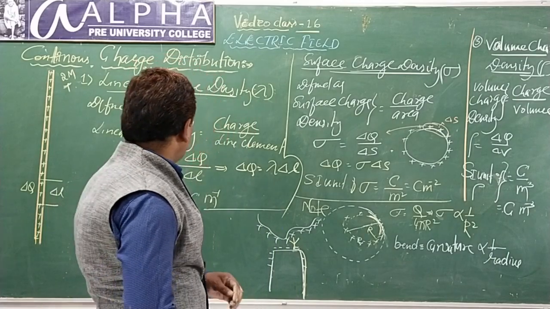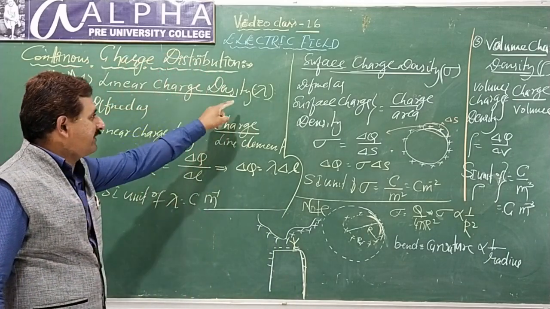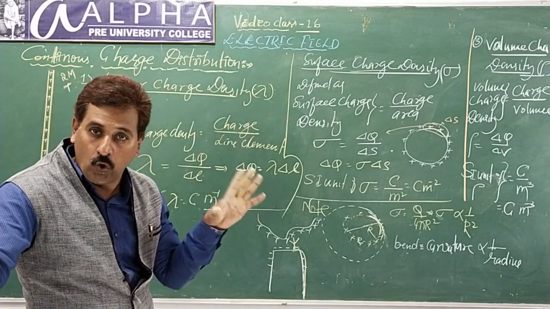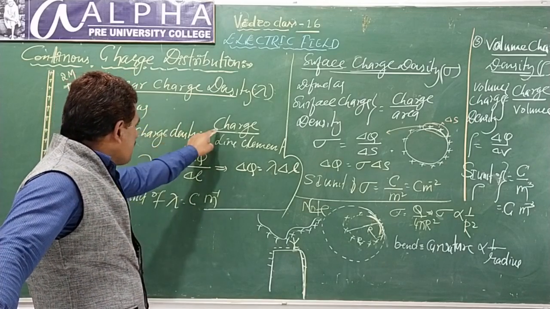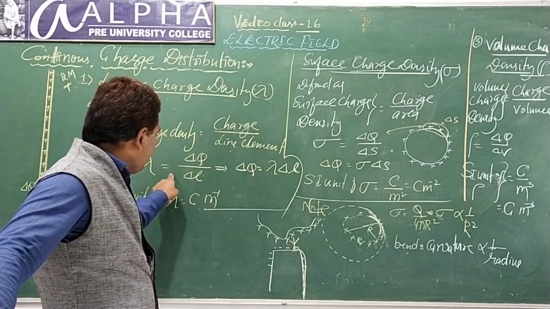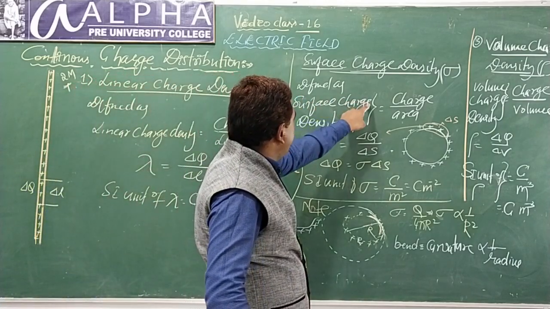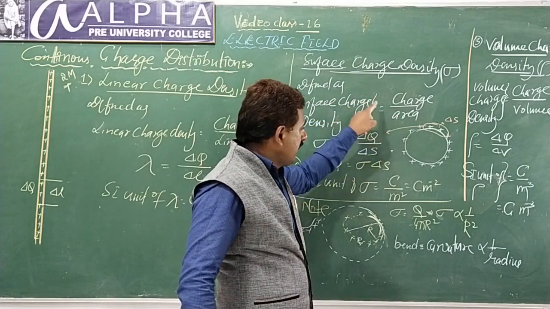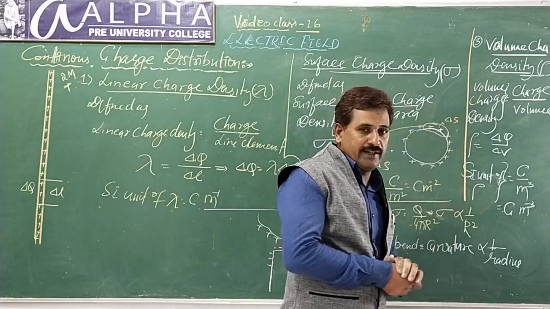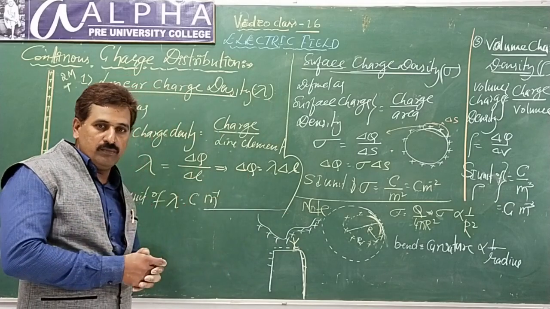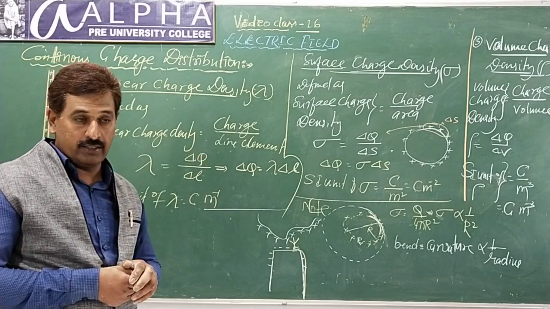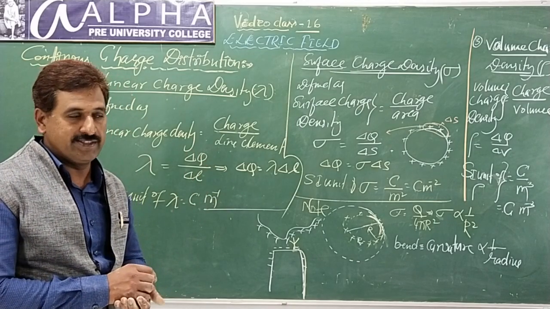This is about the 3 types of charge densities: linear charge density lambda, surface charge density sigma, volume charge density rho. What is linear charge density? Charge by line element. That's for charge along a straight line. What is the SI unit? Coulomb per meter. What is surface charge density? Charge by area. What is the SI unit? Coulomb per square meter. Third one, volume charge density. What is that? Charge by volume, denoted by rho. Therefore, you can write coulomb per cubic meter. This is very simple, right?